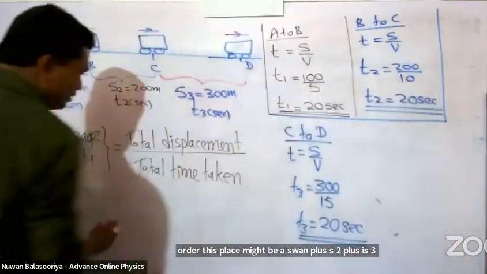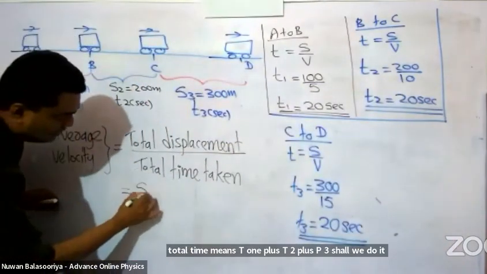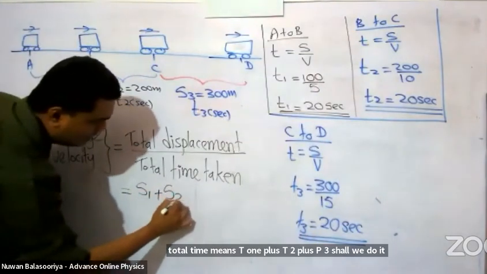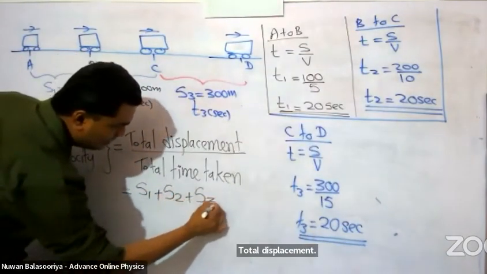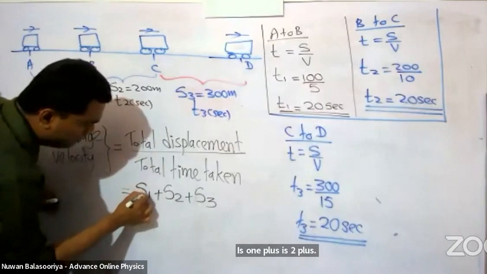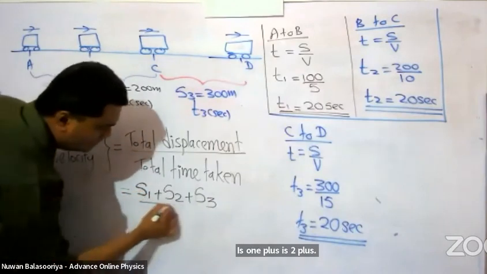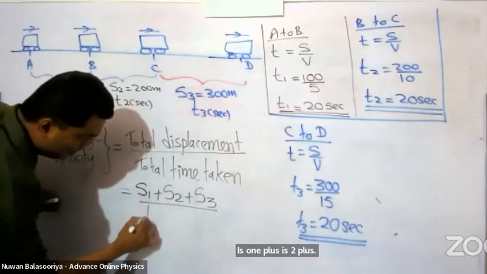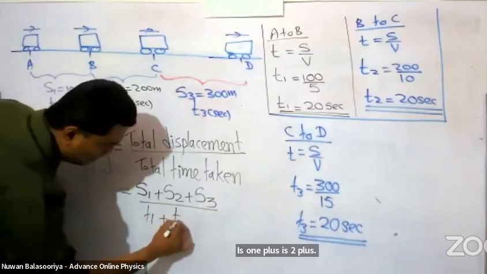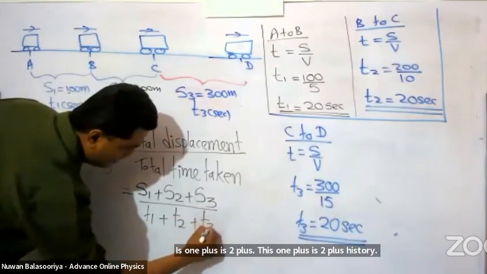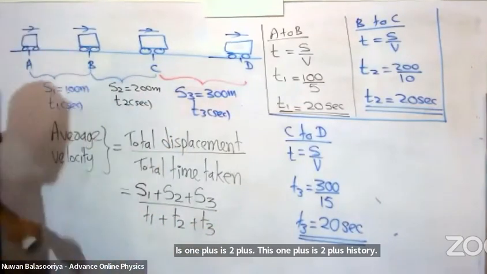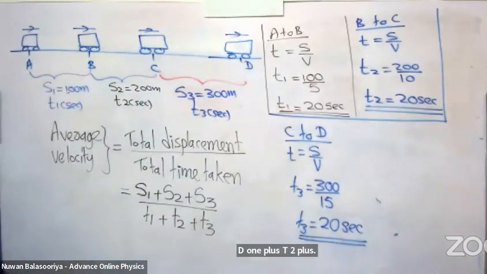Shall we do it? Total displacement is S1 plus S2 plus S3. Total time is T1 plus T2 plus T3. Can you do the rest and find the average velocity here? Now try to find the average velocity, everybody.